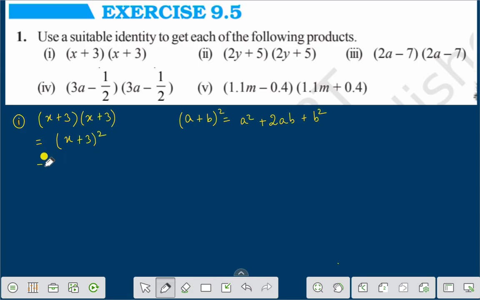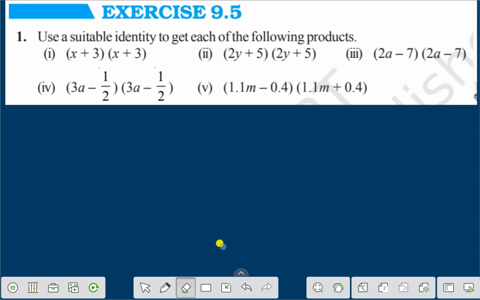If we use this identity, we'll get x square plus 2 into x into 3 plus 3 square. Then we are getting x square plus 6x plus 9. This is the answer of question number 1. We'll solve question number 2.